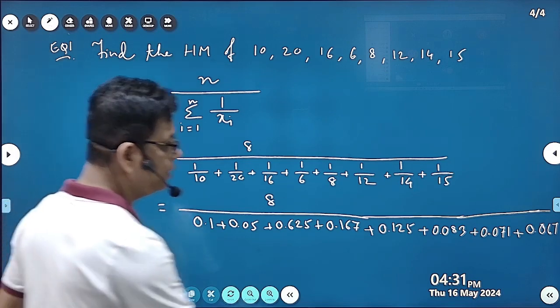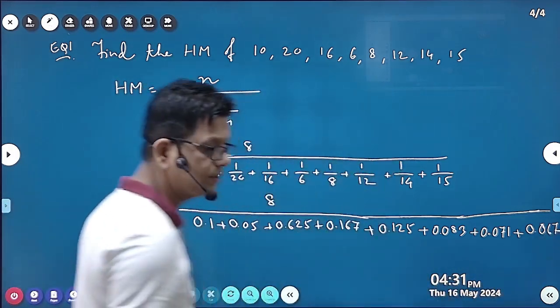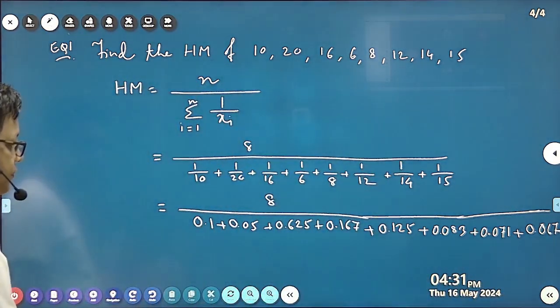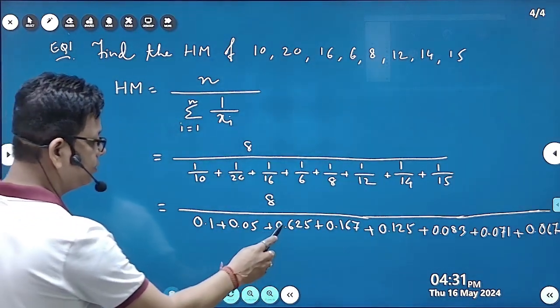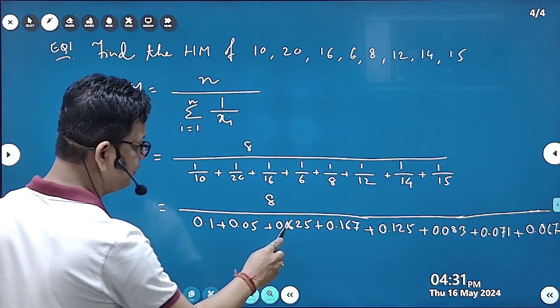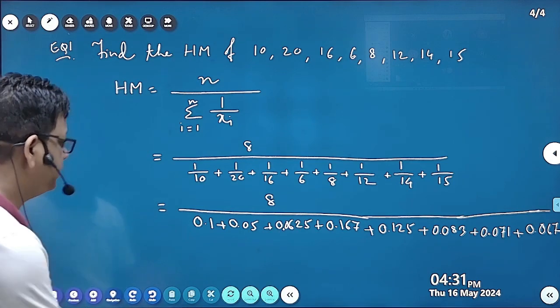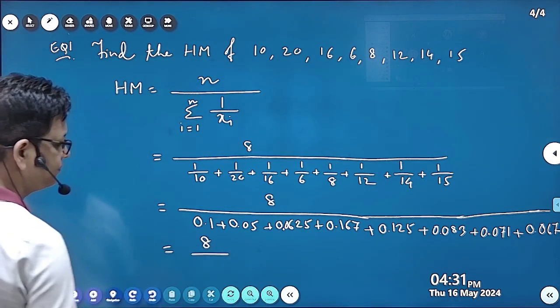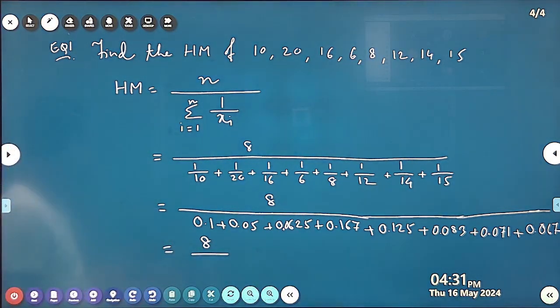Now immediately you add these numbers. This one, right? 0.062. Am I correct? Okay. Now add these numbers. Let the count be 8 only. Add the numbers and divide 8 by that sum, and that will be your required harmonic mean.